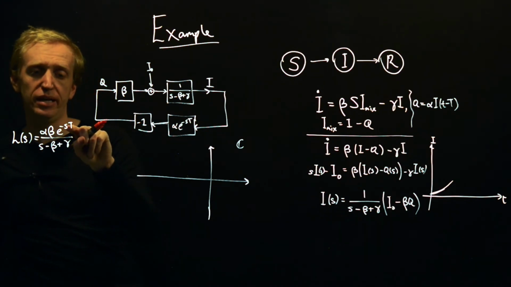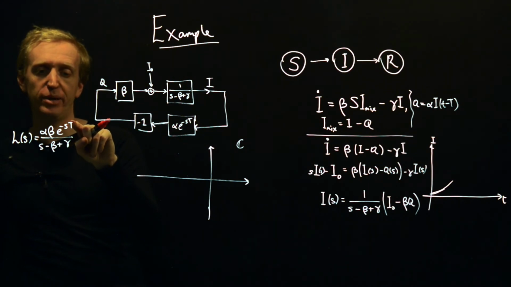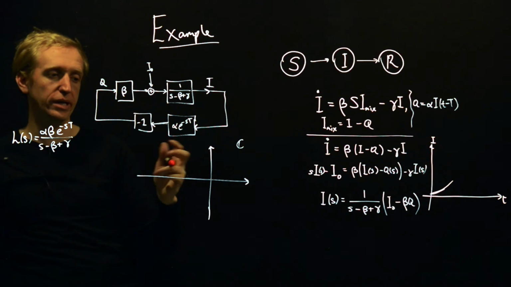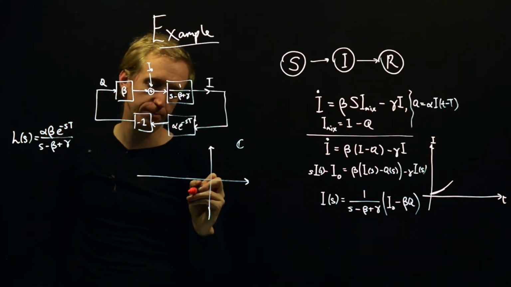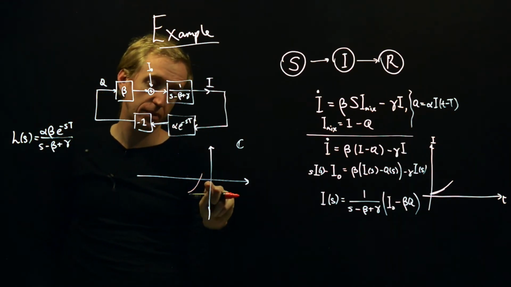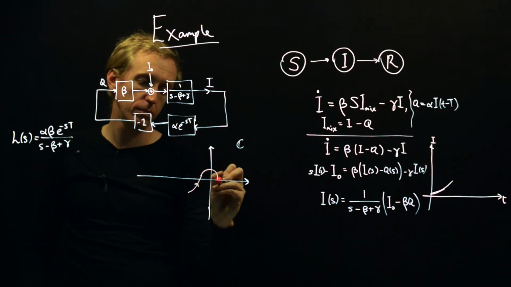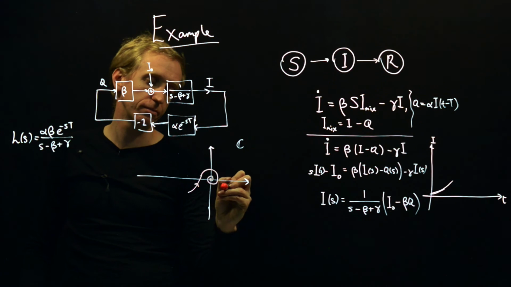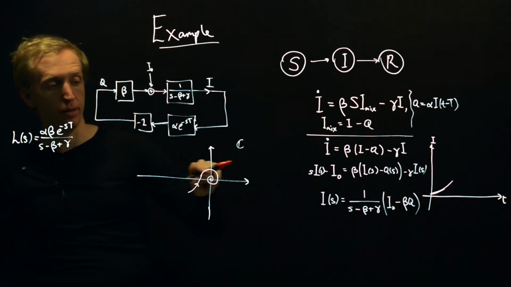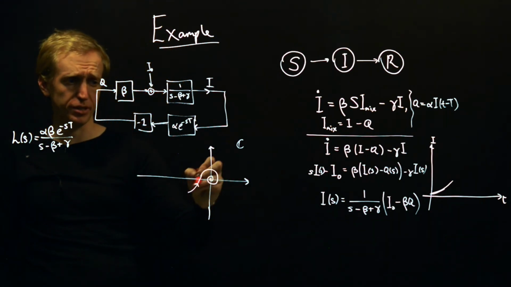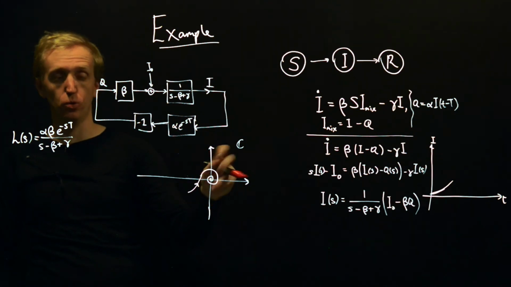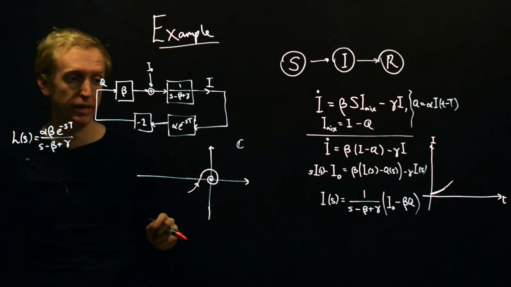And as s gets large, so s is equal to j omega, if I make omega very, very large, the effect of this term causes us to wind in to the origin. So as omega gets large, L of j omega looks something like that. So it starts to spiral in, and delays always cause clockwise spiraling.